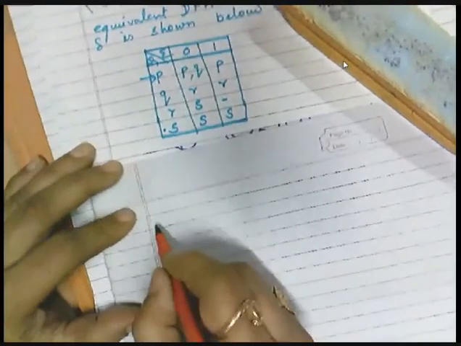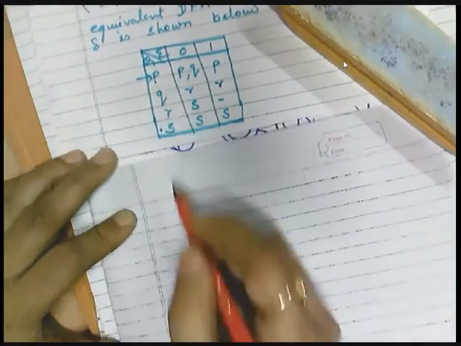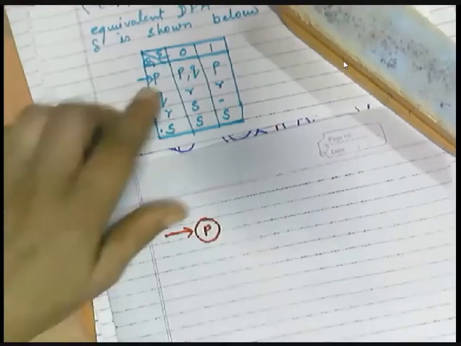Are you able to see? Yes. So what is the first method? Here how many states are there? 4 states are there. So very first we will start with P, initial state.